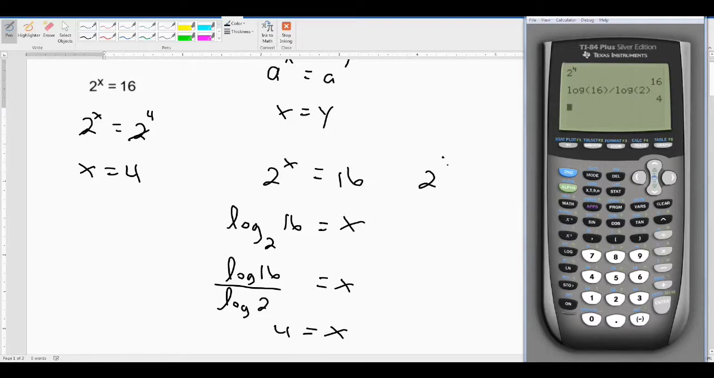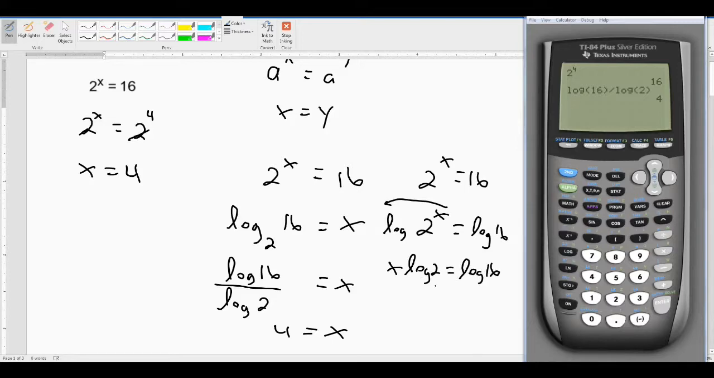Or you can take that original equation and just put a log in front of both sides. And then that x will move in front. And then divide both sides by log 2. And those logs 2 cancel. Now we're back to the same thing we had over there. So if you like this approach, then don't worry about that. It just depends what you know.